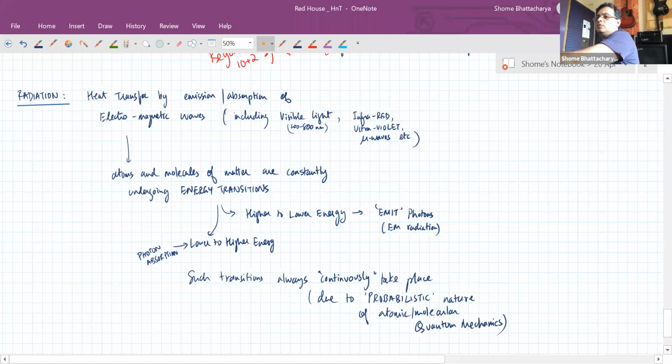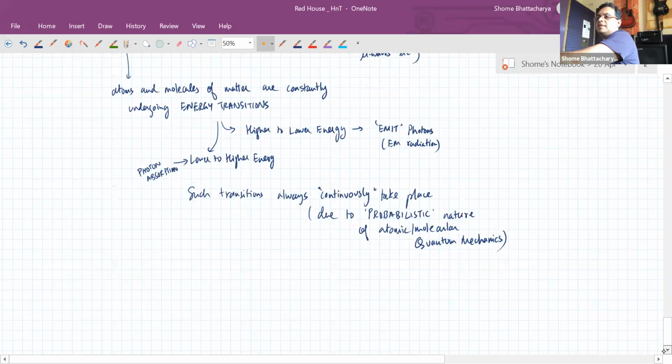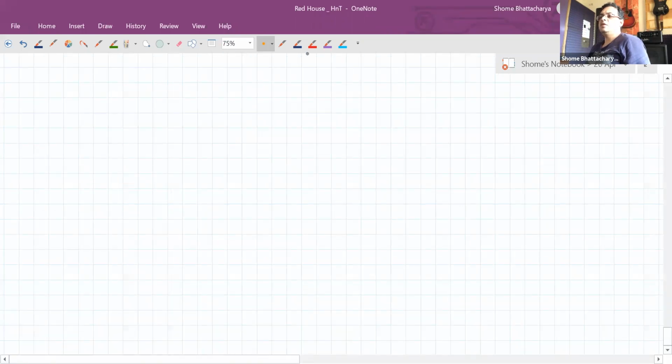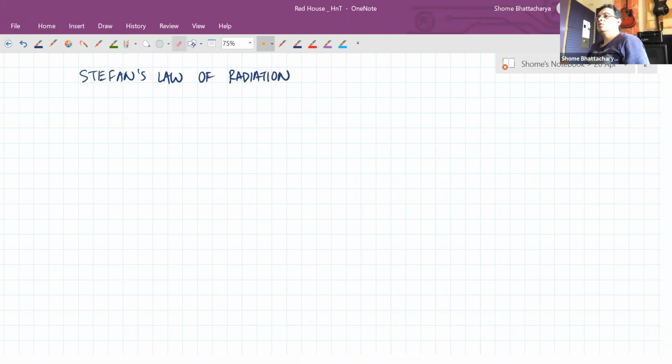Okay, so now we come to the mathematical principle that is derived basically from experimental observation about this continuous emission and absorption. And this is given by Stefan's law of radiation. So this is again an experimental law. There's no derivation of this. This is how matter behaves with respect to electromagnetic radiation.